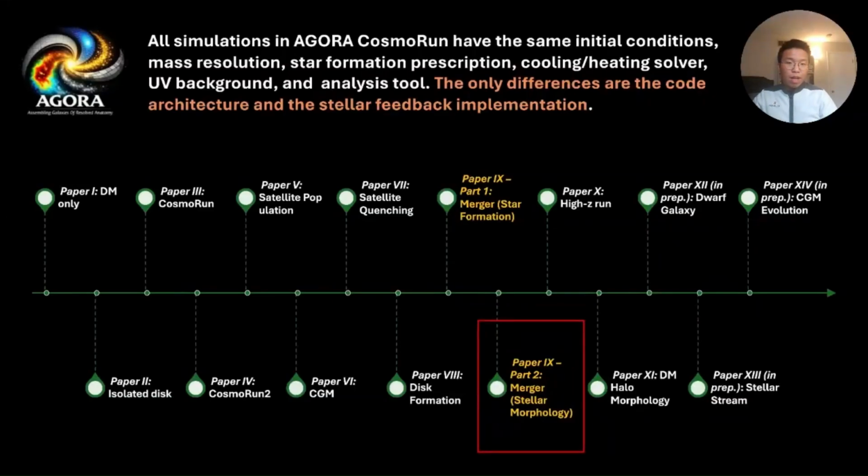This project is Paper 9 of the AGORA series, and this is Part 2 of Paper 9, which focused on the stellar morphology effect of the merger. Part 1, focused on the star formation effect, is also uploaded on arXiv at the same time as this paper.